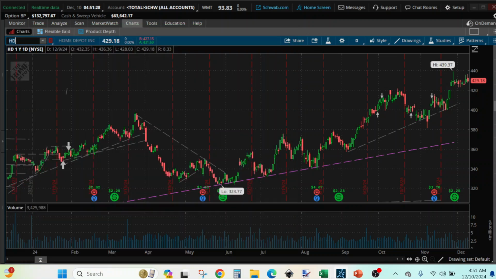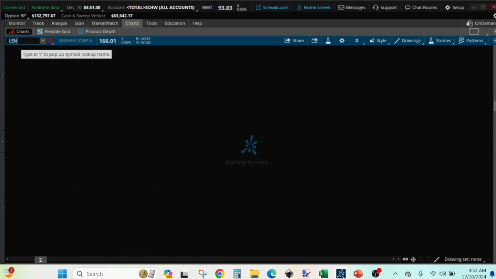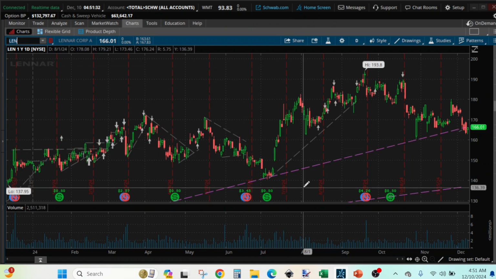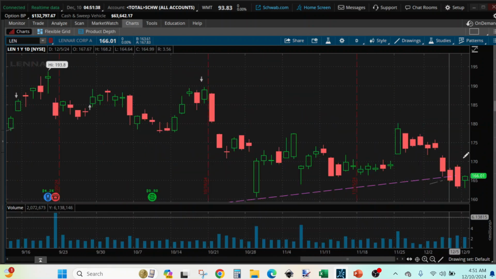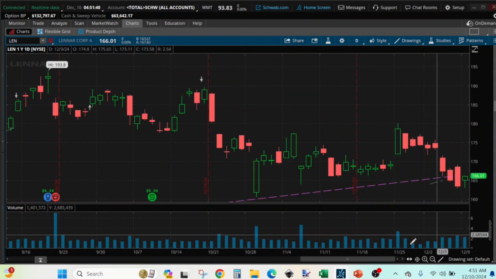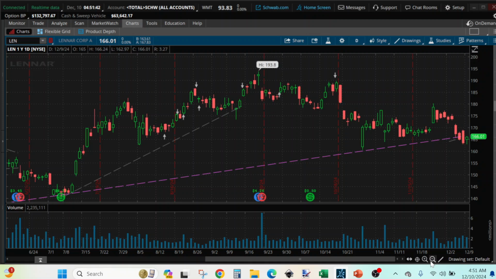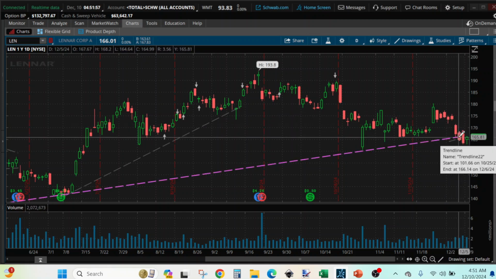L-E-N. So L-E-N, I didn't buy yesterday, but it was on the list. I didn't check it yesterday. I checked COR, but not this one. So as you can see, you see multiple pullbacks before it touched this line here.